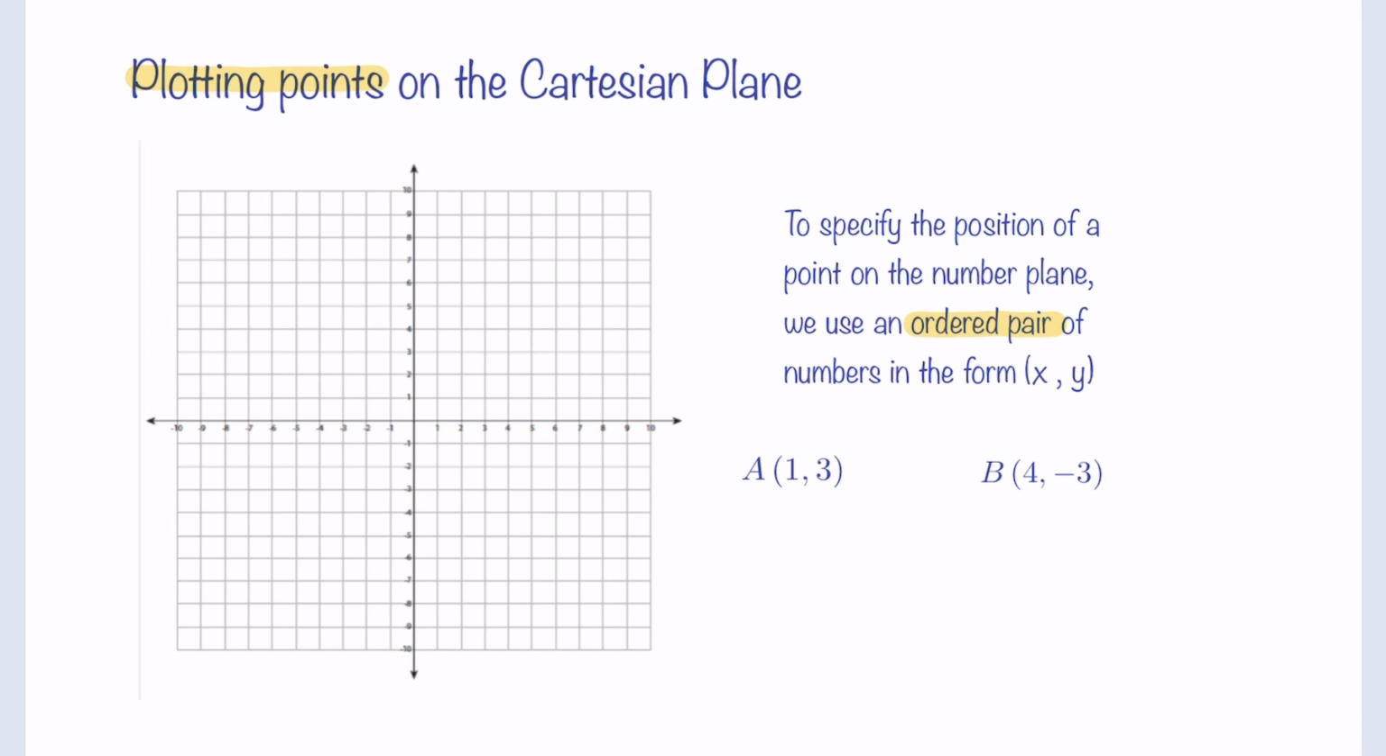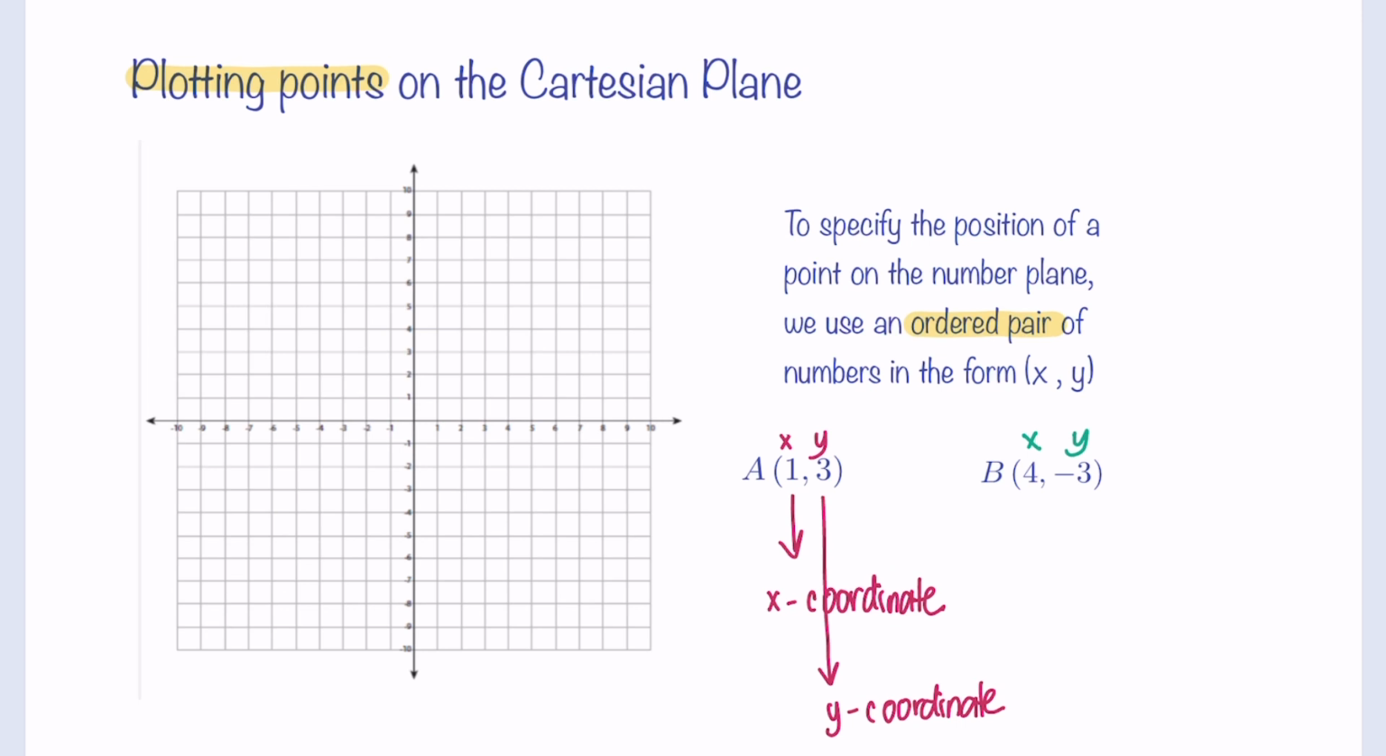One thing that does not change is that the first number you see is always the x coordinate. And the second number that you see after the comma, it is always the y coordinate. So for point A, the x is the 1 and the 3 is the y. For B, the x coordinate is the 4 and the -3 is the y coordinate. And so knowing this, we're ready to plot them on the plane.